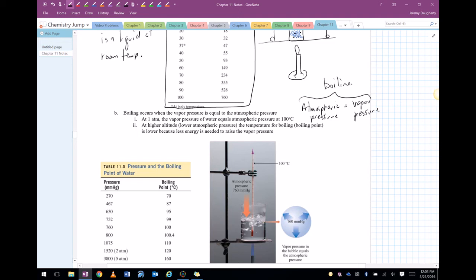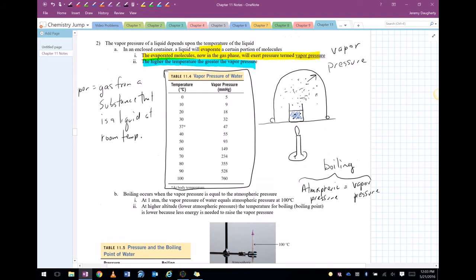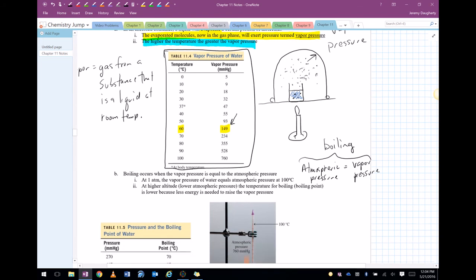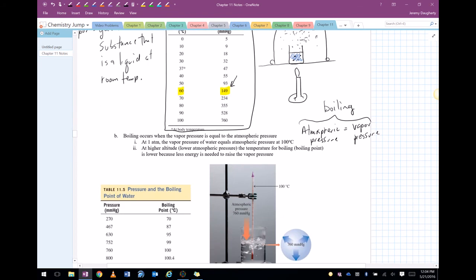So boiling can occur at any temperature. Take a look at this vapor pressure of water. Let's look at 60 degrees Celsius. Vapor pressure is 149 millimeters of mercury. If I can make the atmospheric pressure equal to 149 millimeters of mercury, water will boil at 60 degrees Celsius. So boiling is a process. Boiling is not a temperature. Boiling point is a temperature.